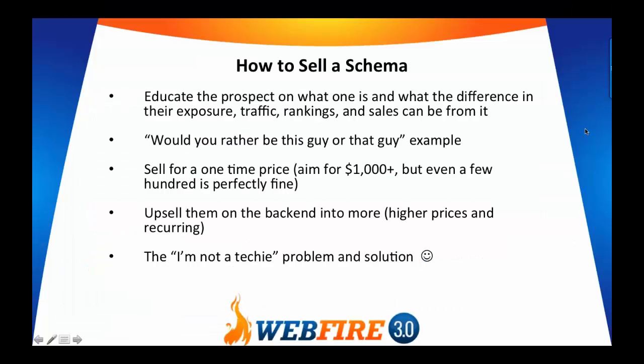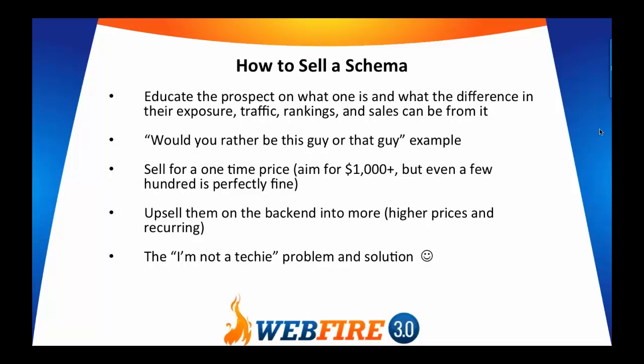So again, just to recap the part on how to sell, first you want to educate the prospect on what one is and what the difference in their exposure, traffic, rankings, and sales can be from it. And again, use the example I talked about, which I call the would you rather be this guy or that guy. Would you rather be this guy right here that does not have a schema, or would you rather be this guy that has this really awesome looking exposure on Google that has a schema?